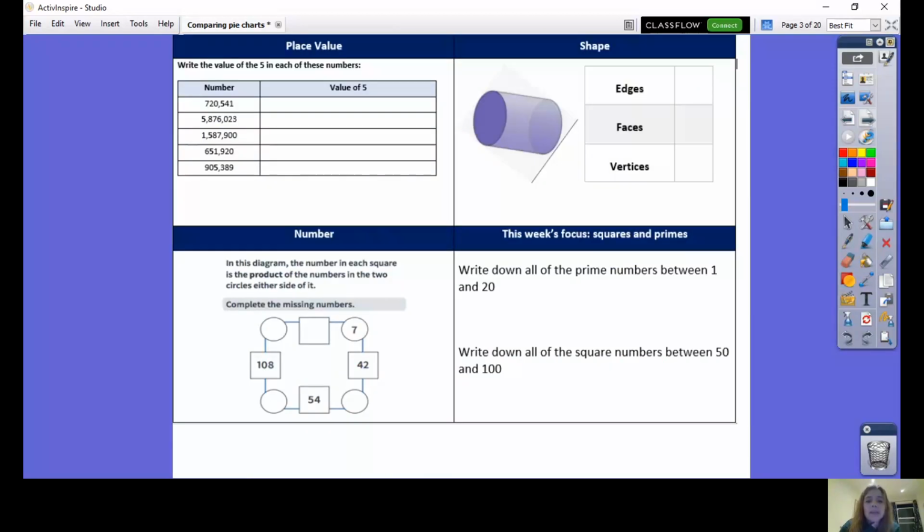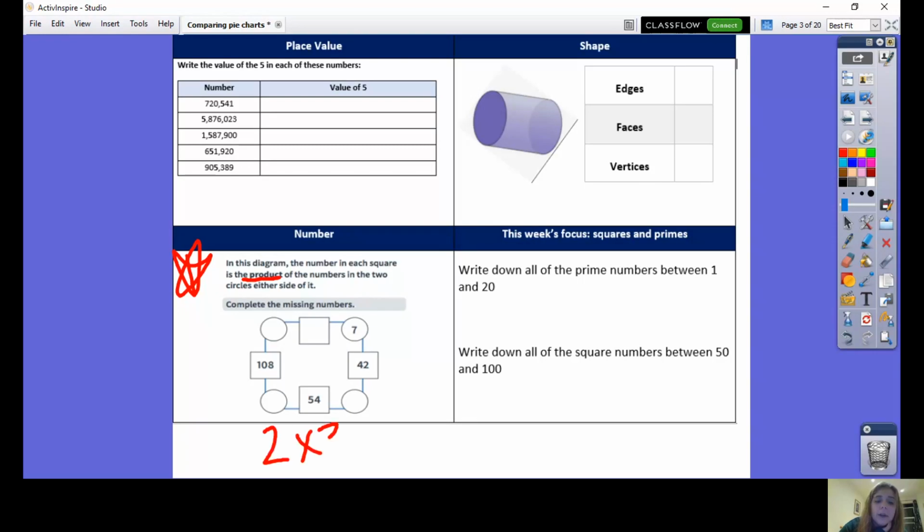Please pause the video and have a go at these place value numbers. Just to help you out though with this number challenge here, it says the number in each square is the product of the numbers in the two circles on either side. The word product, please remember, is what happens when you times two numbers together.